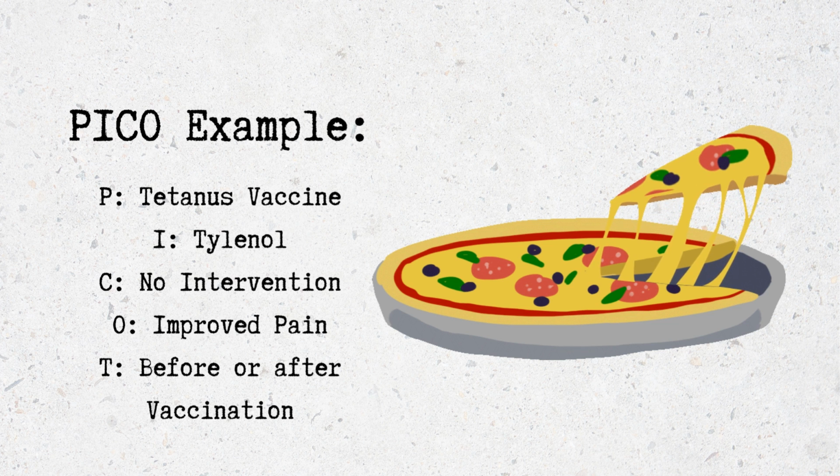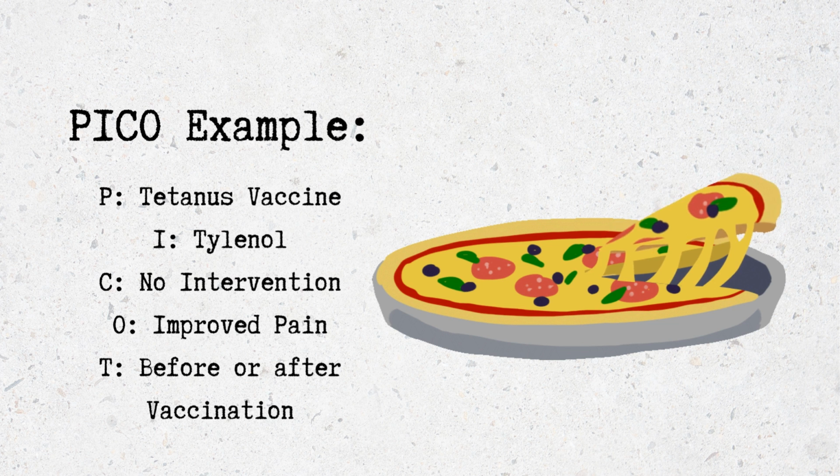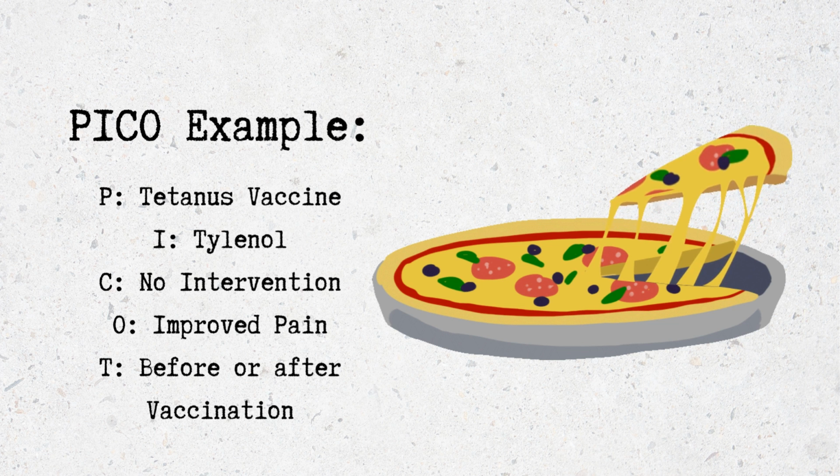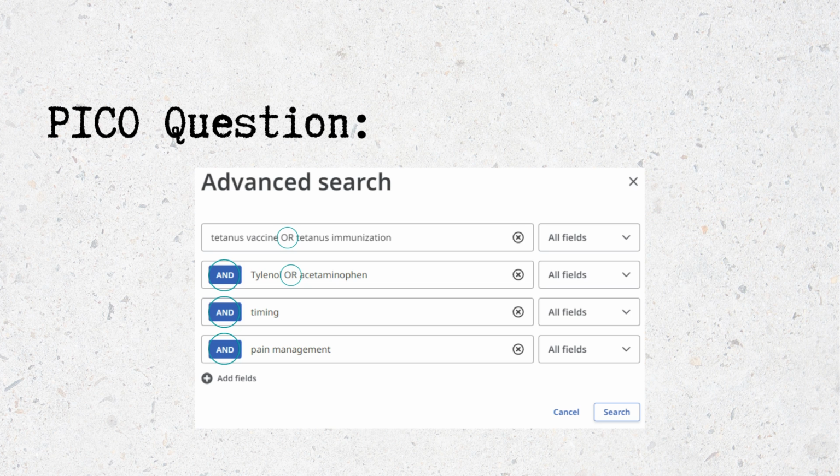Finally, if we wanted to see whether it helped to take Tylenol before or after a tetanus shot, we could create fields for each of the terms. We could also add some alternative terms. The search would have the following fields: 1. Tetanus vaccine or tetanus immunization; 2. Tylenol or acetaminophen; 3. Timing; 4. Pain management.